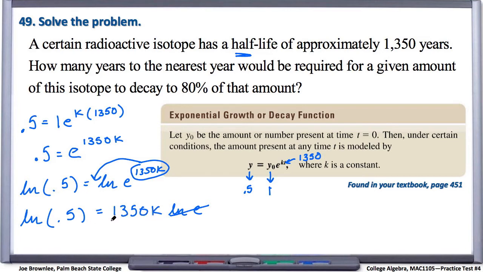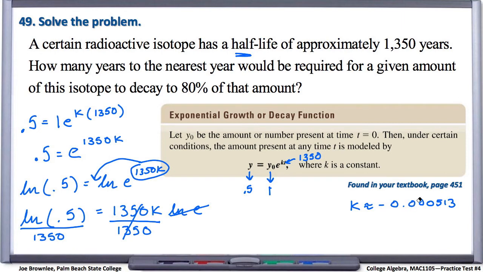We want k all by itself. We want to know what the actual rate of decay for this isotope is. So let's divide by 1350 on both sides. On the right it cancels out, and we're left with just k. I worked this out beforehand: ln 0.5 divided by 1350 gives k approximately negative 0.000513, rounded. This is the rate of decay for this radioactive isotope.